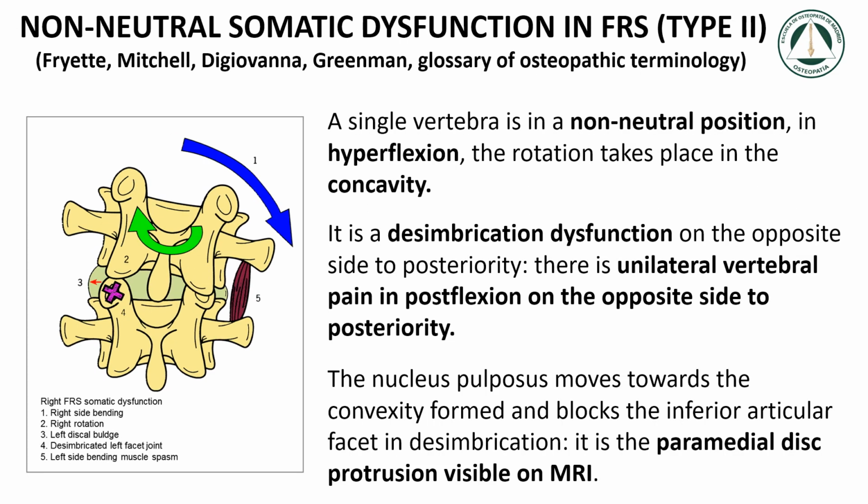Non-neutral somatic dysfunction in FRS, type 2. A single vertebra is in a non-neutral position. In hyperflexion, the rotation takes place in the concavity. It is a desimbrication dysfunction. On the opposite side to posteriority, there is unilateral vertebral pain in postflexion. On the opposite side to posteriority, the nucleus pulposus moves towards the convexity formed and blocks the inferior articular facet in desimbrication. It is the paramedial disc protrusion, visible on MRI.